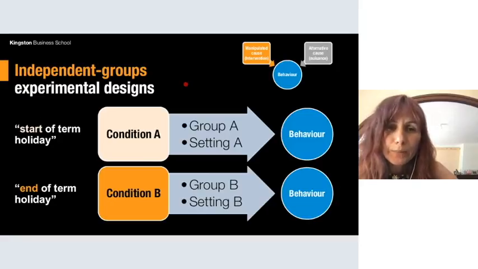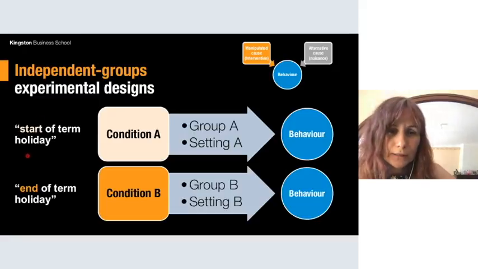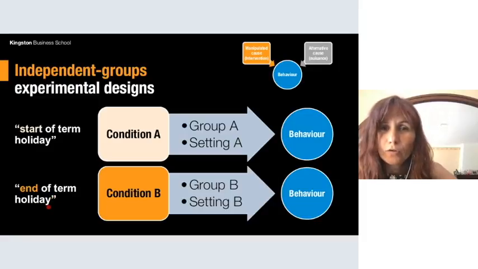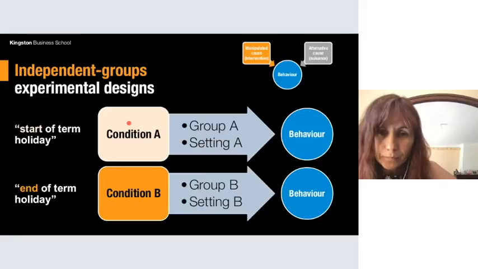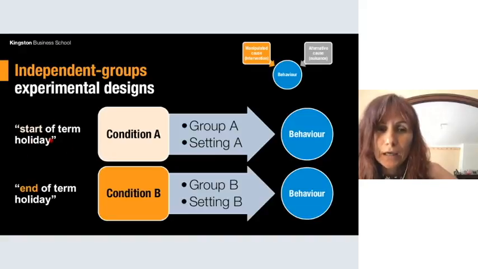You can manipulate it in what's called independent groups. So here, if you take this example of an experiment, you have the start of the term holiday or the end of the term holiday. The causal factor you're trying to test here is the time at which you propose that people would take their holiday. This would be called condition A or B. And each condition is referring to a different group of people. So you've got group A, and the setting is A. That would be the instruction, if you like, that mentioned that the holiday would be at the beginning of the term.